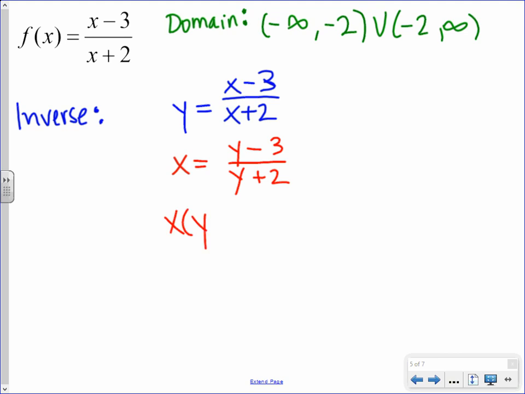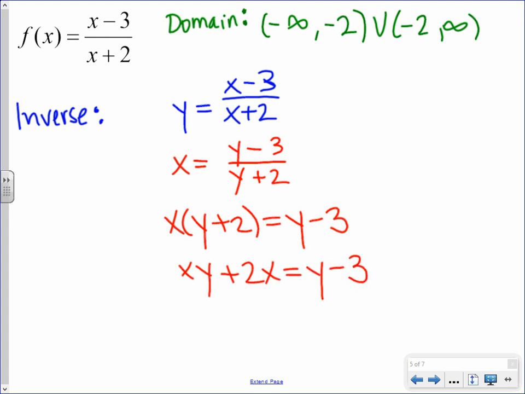Multiply that y plus 2 over. Now, since we have more than one y, we want to group them together. So before we can group anything together, we'll need to distribute this x through. So we have xy plus 2x equals y minus 3.